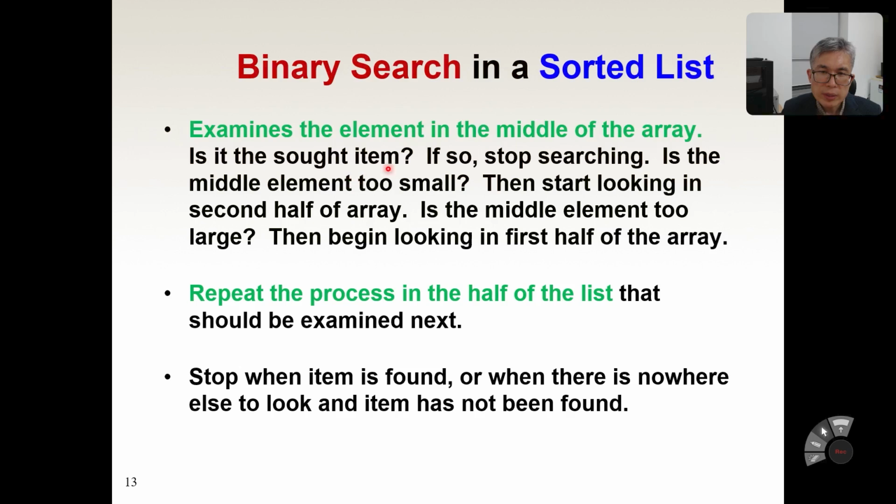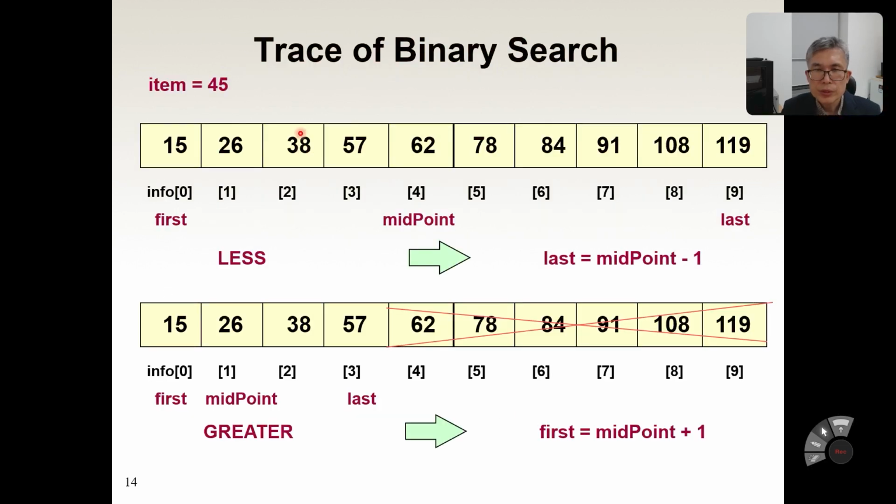Okay, so binary search examines the element in the middle of the array. Is it the sought item? If so, stop searching. Is the middle element too small? Then start looking in the second half of the array. Is the middle element too large? Then begin looking in the first half of the array. Repeat the process in the half of the list that should be examined next. Stop when the item is found or when there is nowhere else to look and the item has not been found in the array. This figure shows how to perform binary search.